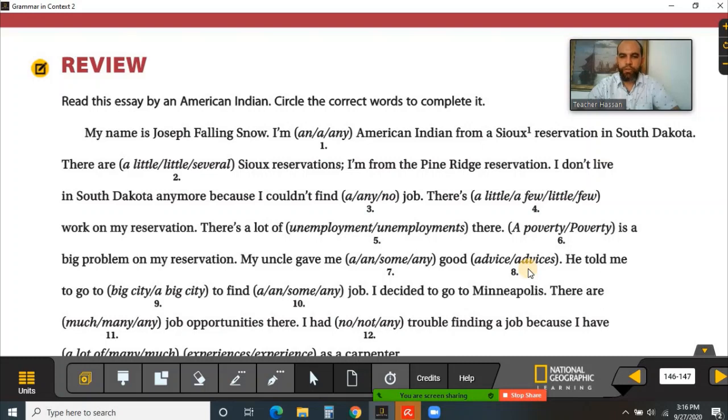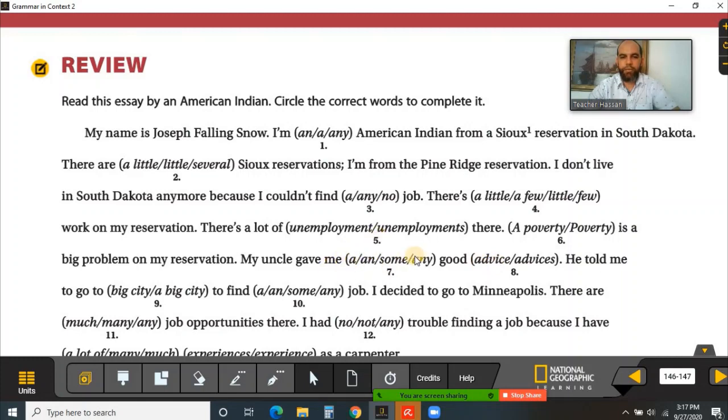Now if we want to talk about different advice, okay, not just one, we have to use pieces. Okay, 2 pieces of advice, 3 pieces, 4 pieces. And how about number 7 now? My uncle gave me a good advice. We learned before that we can't use a with uncountable nouns, okay, like poverty. Now, the same thing for advice. So a and an do not work.